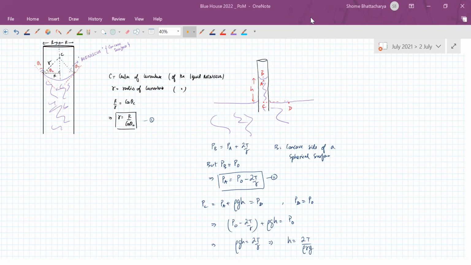So what do we take? It's the point A, you can see. In the diagram, h is the height between the point A and the point C. The point A is just below the meniscus.